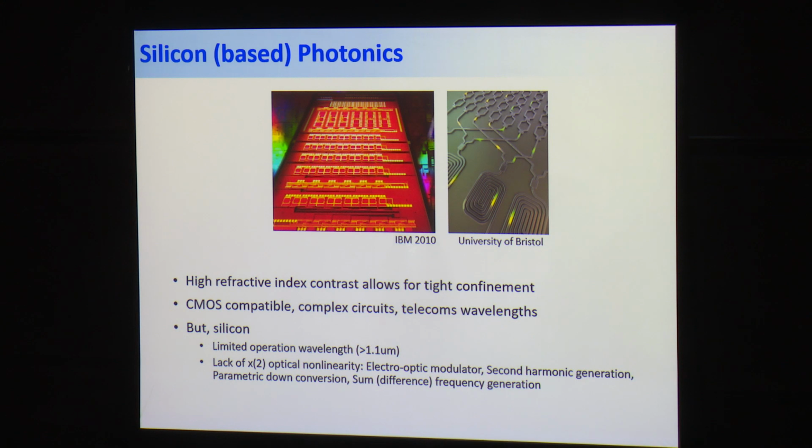Silicon is a narrowband semiconductor, and you can only operate the light at wavelengths longer than 1 micron. So it's actually a big limitation for people who work on quantum optics and atomic physics. In those cases, you always work with visible photons. Another drawback is that silicon crystal has a symmetric structure, and that means silicon does not have Chi-2 nonlinearity. And the Chi-2 nonlinearity is one of the most important elements in quantum photonics and atomic physics. With Chi-2 nonlinearity, you can build an electro-optical modulator, a second harmonic generator, and frequency conversion. Silicon cannot offer that.